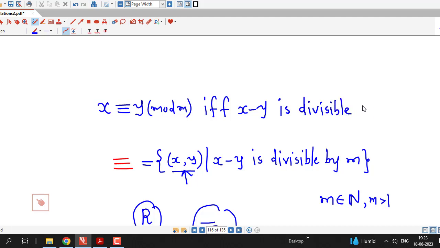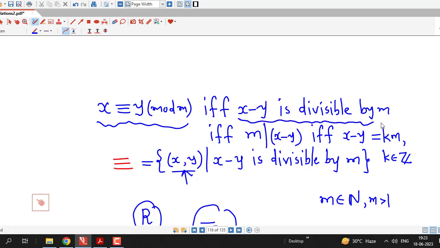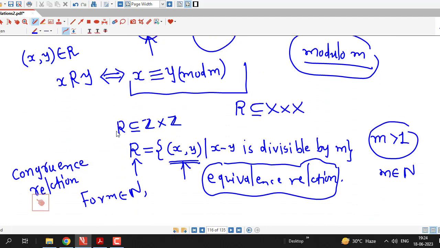divisible by m. In other words, x minus y is divisible by m is equivalent to the statement that m divides x minus y, or we can say that x minus y is an integer multiple of m, that is k times m, where k belongs to Z. So these are equivalent statements. x is congruent to y modulo m if and only if x minus y is divisible by m, or m divides x minus y, or x minus y is a multiple of m, k times m, where k is an integer. So remember this special relation, it is defined on the set of integers.